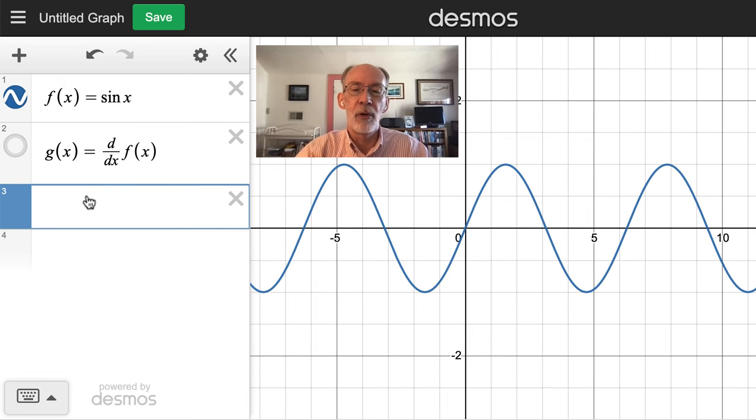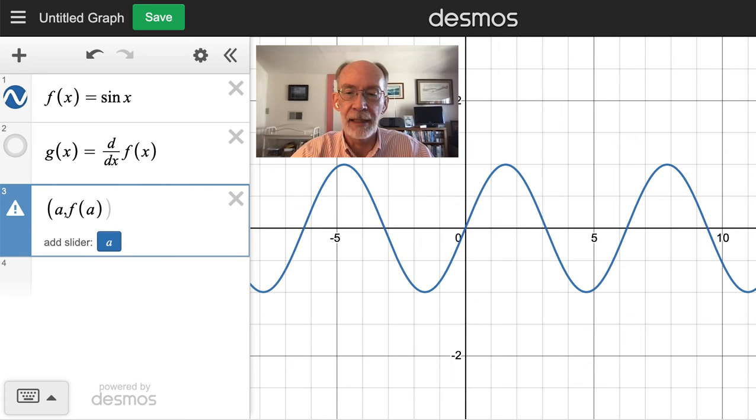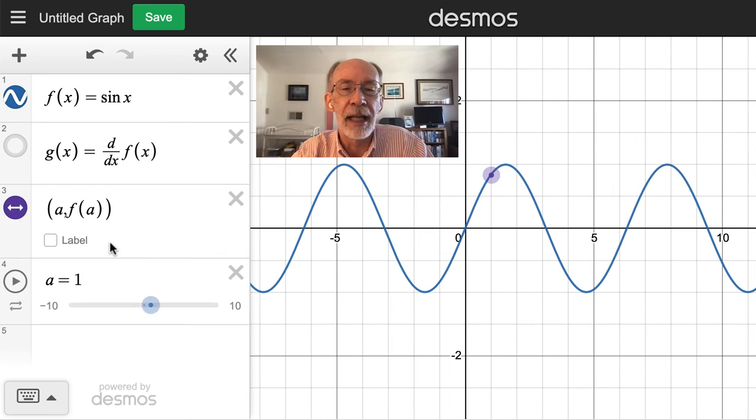Then let's have the point of tangency. So I'll call that point A, f of A. This can be anything you like. And we are going to want a slider for A. And so now I can move this thing around to my heart's content along the graph of the function.